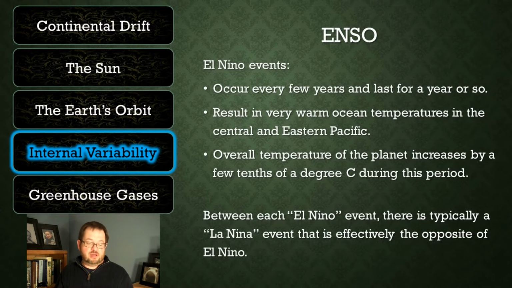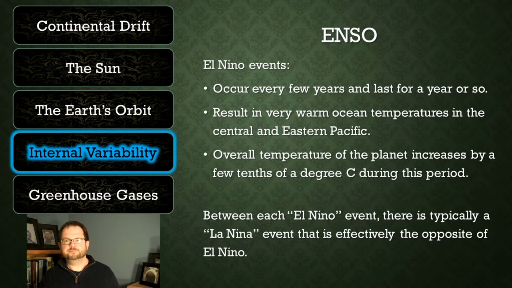El Nino events occur about every few years, and they last for about a year once they get started. And they result in very warm ocean temperatures in the central and the eastern Pacific, and overall the temperatures of the planet increase by a few tenths of a degree during an El Nino. Meanwhile, there's the opposite pattern called La Nina, in which basically the exact opposite happens. The planet gets a little bit cooler, the eastern and central Pacific get a lot cooler, it lasts for about a year, and then it returns towards normal.